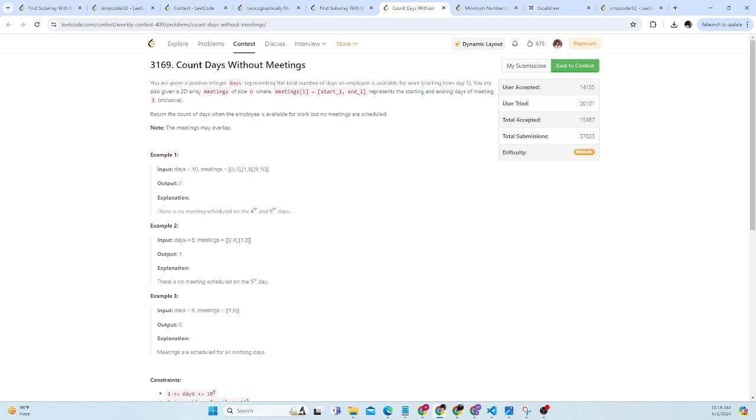You are given a positive integer days representing the total number of days an employee is available to work. You are also given a 2D array meetings of size n, where meetings of I start to end represents the starting day and ending day of a meeting. Return the count of days when the employee is available to work but no meetings are scheduled. Note the meetings may overlap.